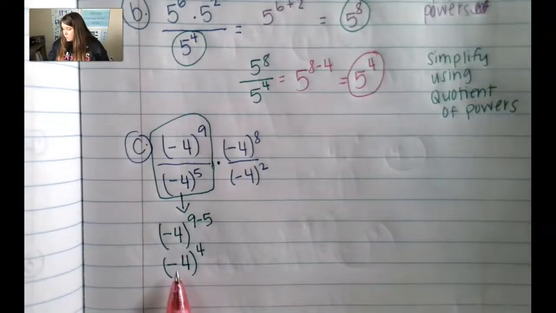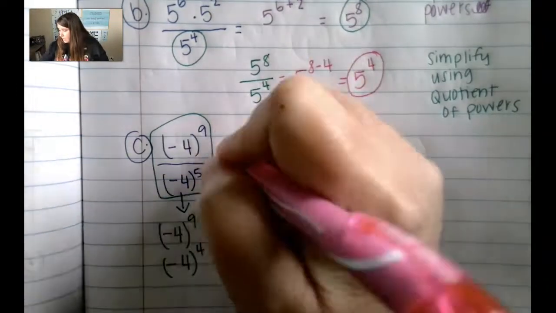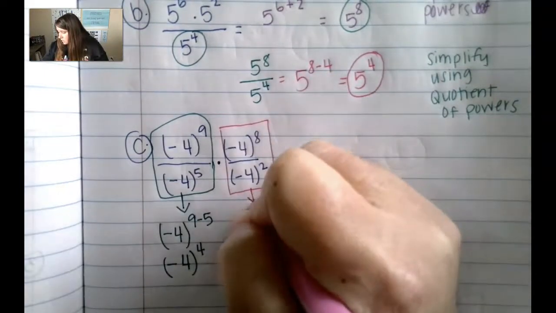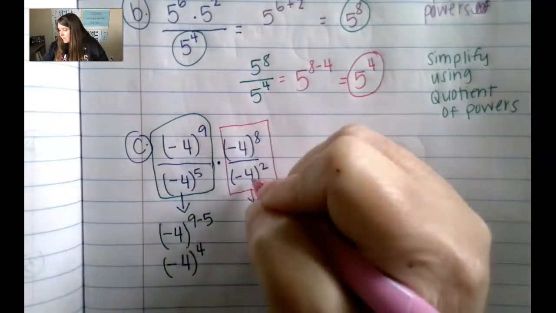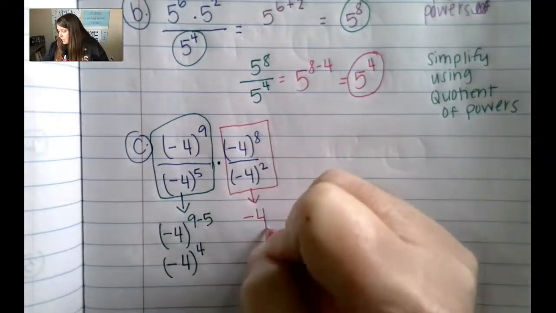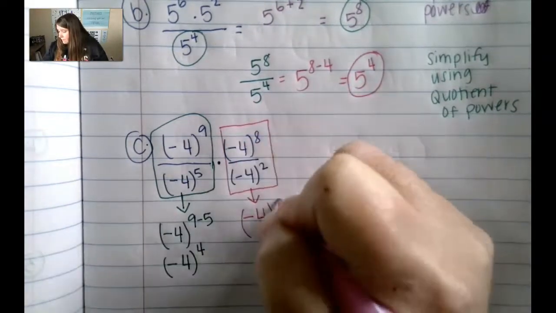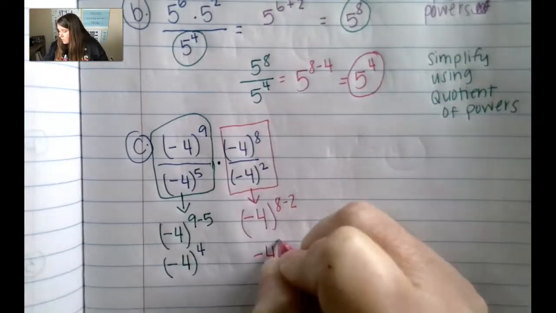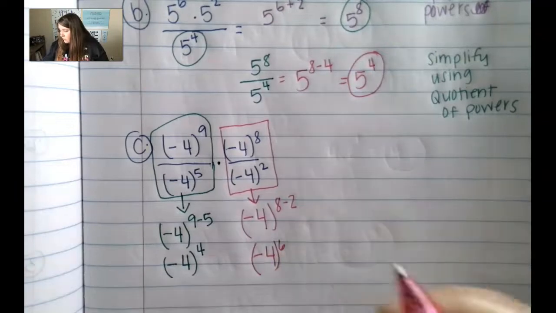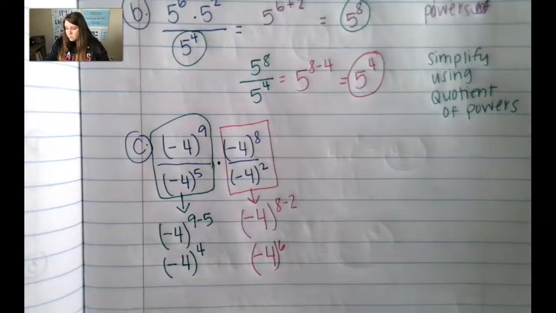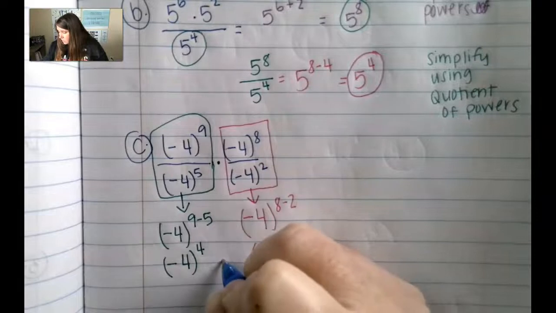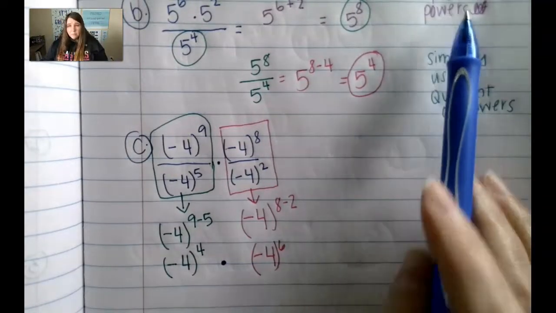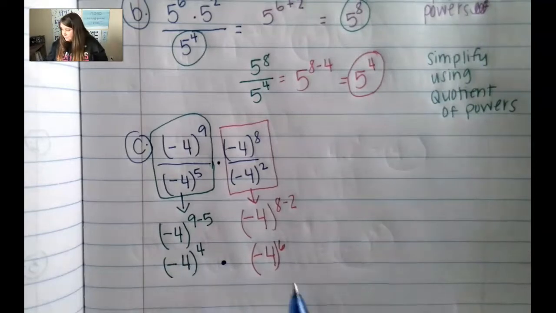Now I'm going to multiply this by this problem here, and I'm going to simplify this one first. And this says I have negative 4 is my base, and I have 8 minus 2, or I have negative 4 to the 6th power. And those two things now just get multiplied together. So we know by the product of powers property that we're going to add.